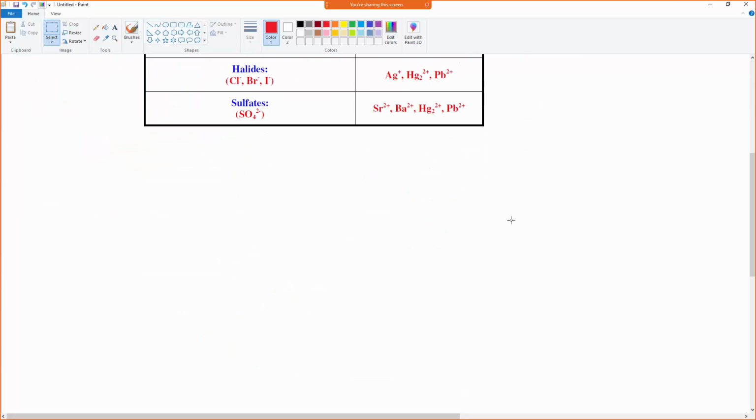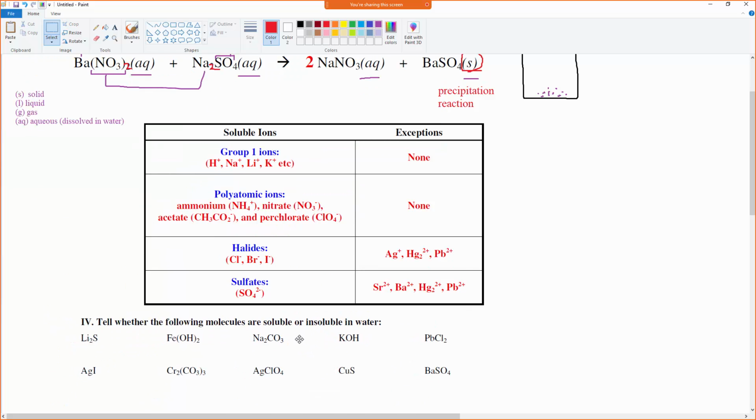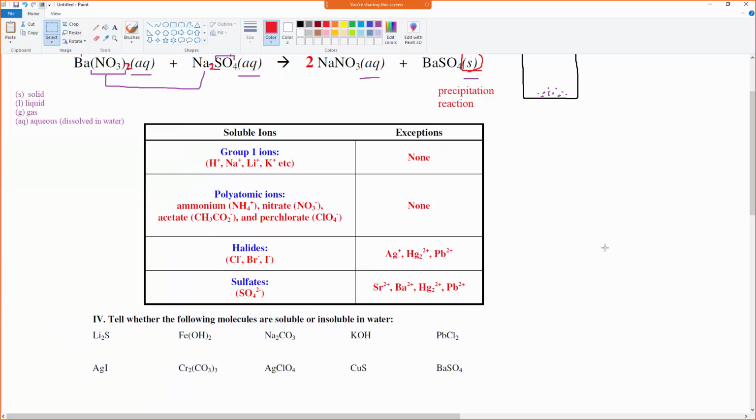So if we go to our worksheet here, we just have this little section here that says, let's just predict. Let's make sure we understand this table. We do need to memorize this, but hopefully it should be pretty simple because it's kind of groups things together. You don't have to memorize each of these individuals. You just say group 1 ions.